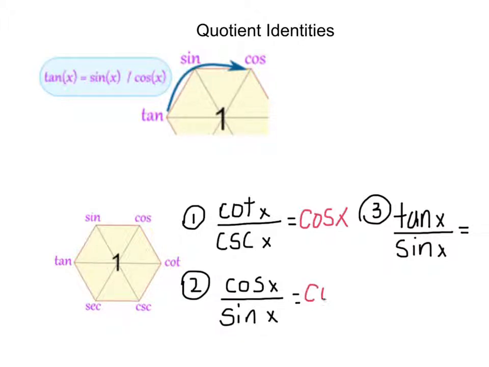And one more. Tangent divided by sine. Would the answer be cosine or secant? What do you think? One step forward, two steps back. So the answer is secant. So if you got that one right.